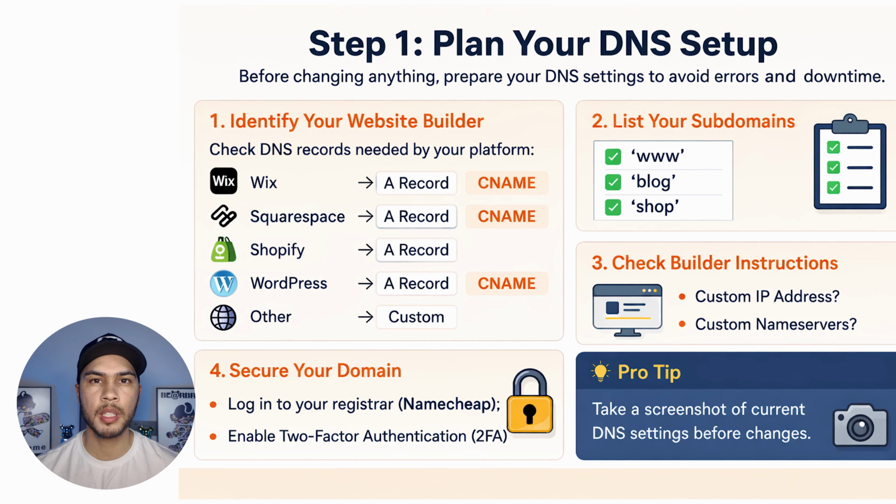Also check if your builder provides a custom IP address or name servers for pointing your domain. Finally, make a note of your domain's registrar, login details, and enable two-factor authentication if available. This keeps your domain secure while you make DNS changes. Here's a pro tip: take a screenshot of your current DNS settings before making any changes. If anything goes wrong, you can revert quickly.